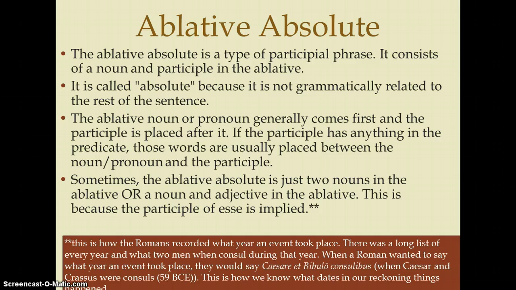And the reason why I bring this up is because this is actually how the Romans recorded the years in which things happened. So there was a long list of all the years and what two men were consul during that year. So if a Roman wanted to say that something took place in a particular year, and let's say he wanted to say that something took place in what we consider 59 BCE, he would say Caesare et Bibulo consulibus. So when Caesar and Bibulus were consuls.